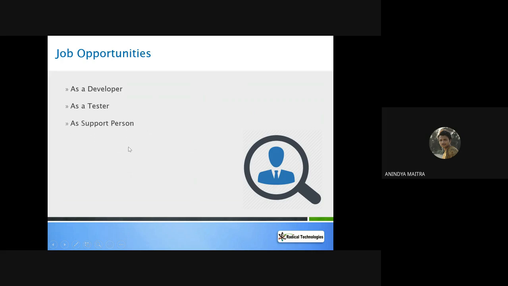Next, as a support person in UiPath. Mostly there are UiPath robot support teams, RPA support. Support means they have to run or manage the robots which are pre-built and already working in production. There are teams doing the support: stopping robots, starting robots, and managing them.